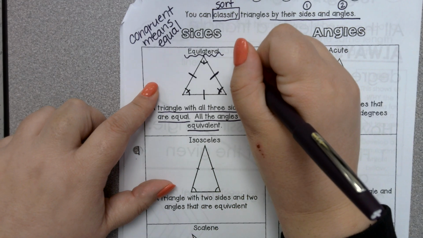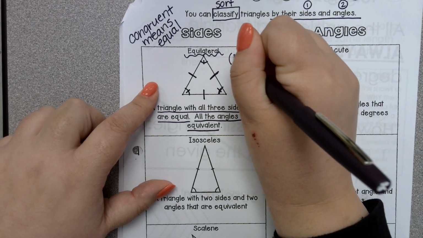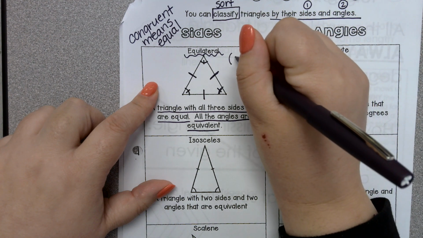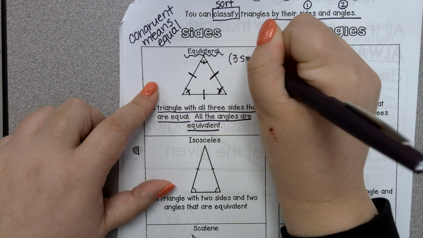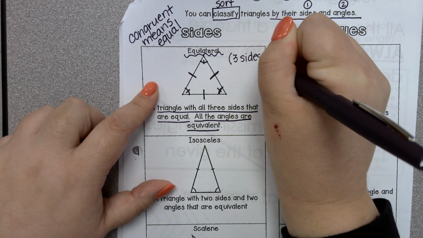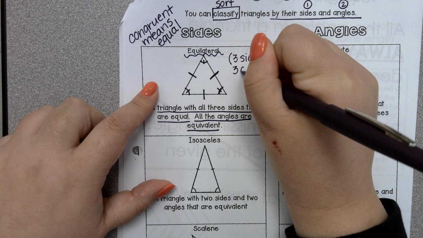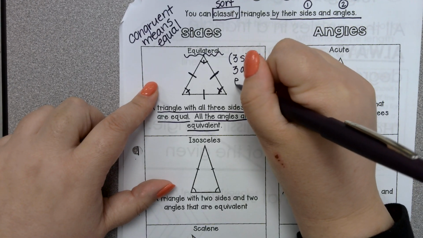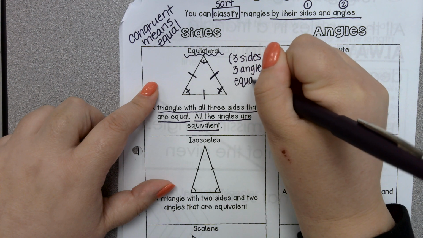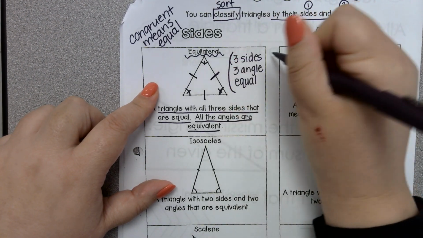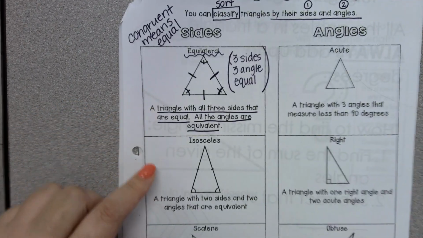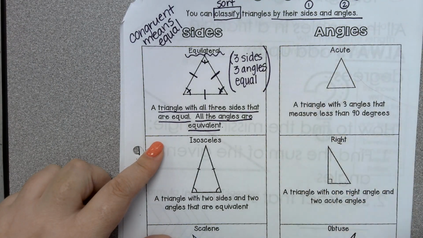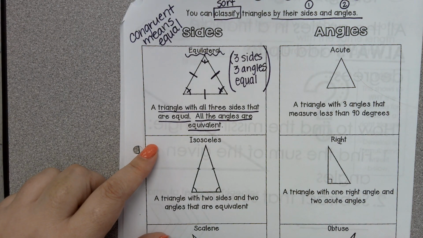So the way to remember equilateral triangles is three sides, three angles equal. Three sides, three angles equal.